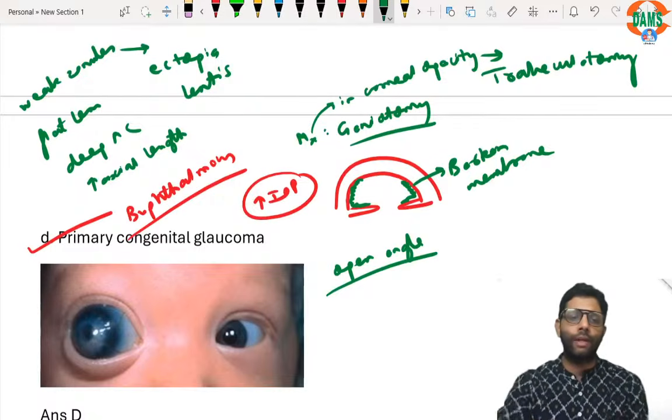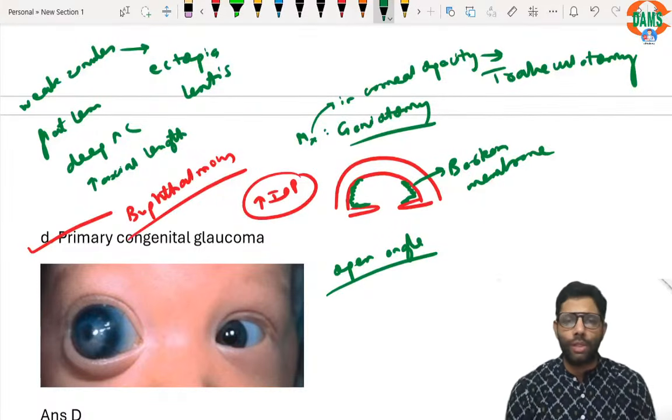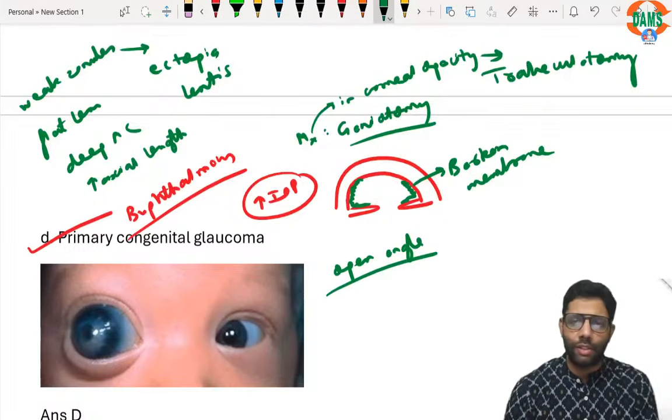Yeah, the sequence can be different. I don't know, I gave the sequence in this. Sequence can be different. There are 20 questions which are the same, which we'll discuss now.